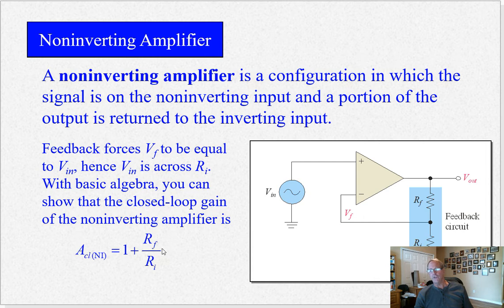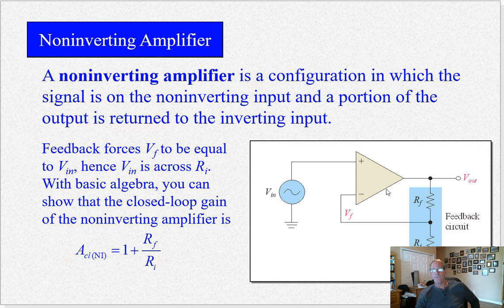So if you want a gain of 2 for ACL, that would mean that RF equals RI. So you could put 10K here and 10K there. So 1 plus 10K divided by 10K, that's 1, so 1 plus 1 is 2, so the gain would be 2. If you want a gain of 10, then the ratio of RF over RI would have to be 9. 9 plus 1 is 10, so RF would be 9K, RI would be 1K, for example. So that's how you make these op-amps produce an amplified voltage.